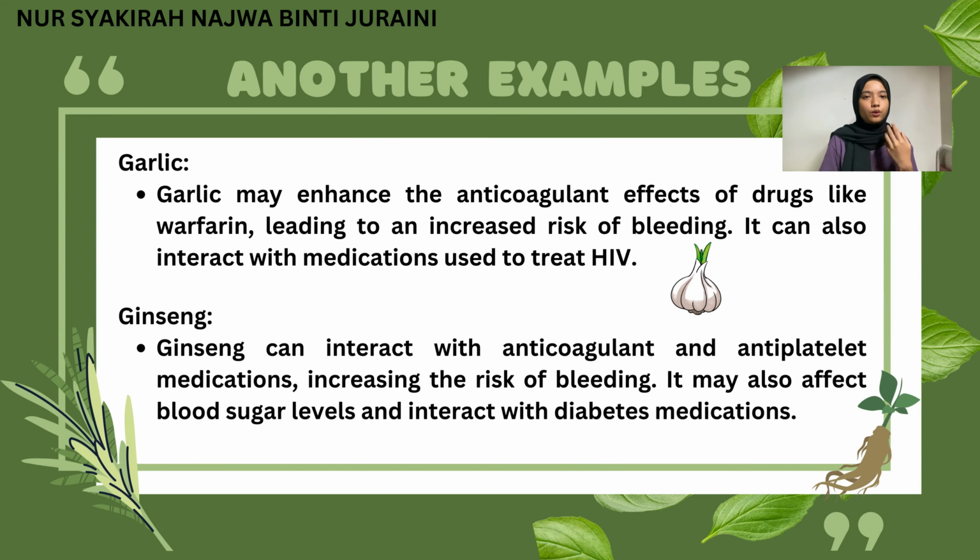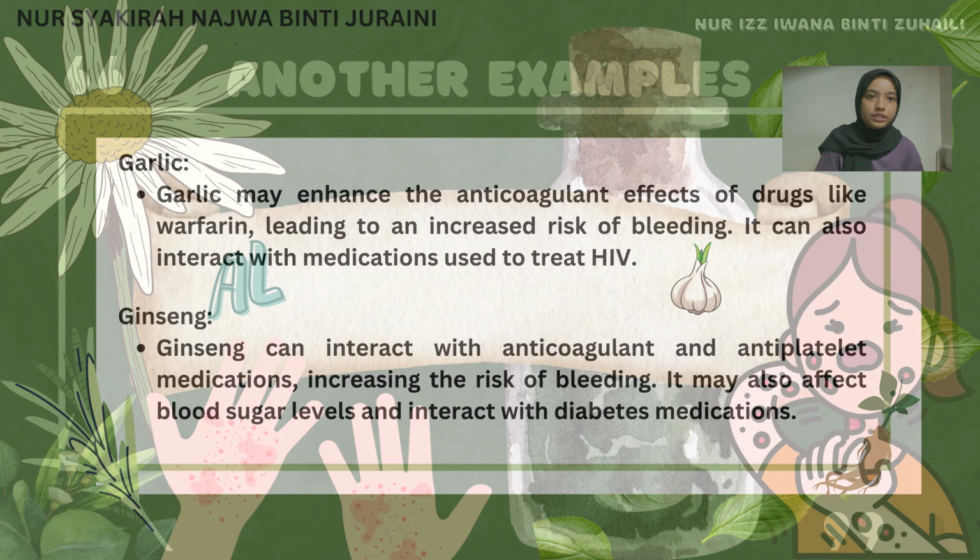Other examples that we have are garlic and ginseng. Garlic may enhance the anticoagulant effects of drugs like warfarin, leading to an increased risk of bleeding. It can also interact with medications used to treat HIV, while ginseng can interact with anticoagulant and antiplatelet medications, increasing the risk of bleeding. It may also affect blood sugar levels and interact with diabetes medication.